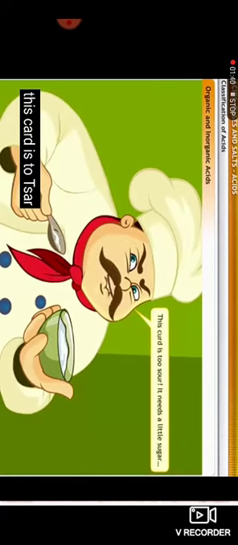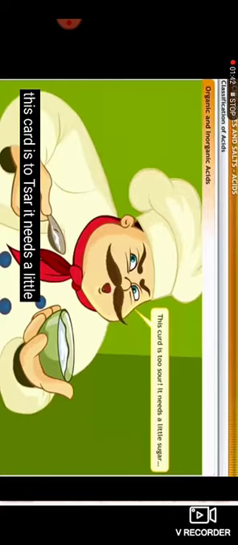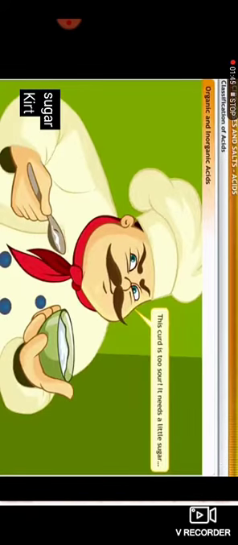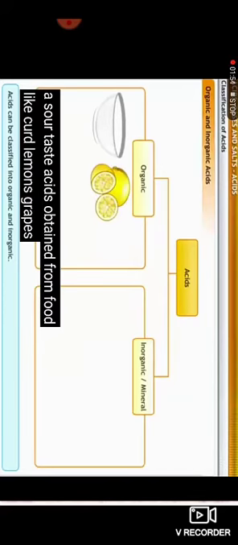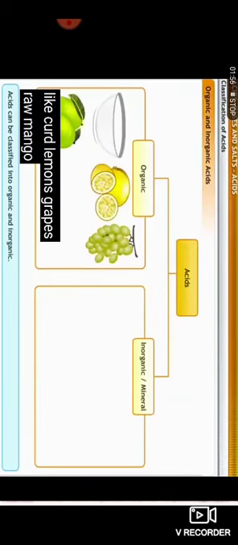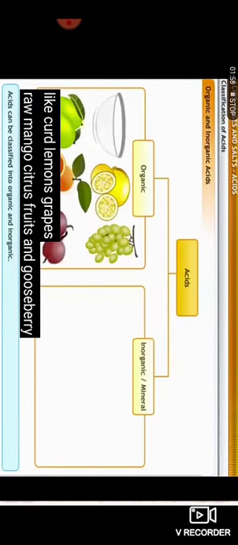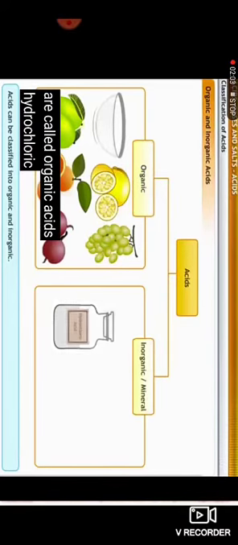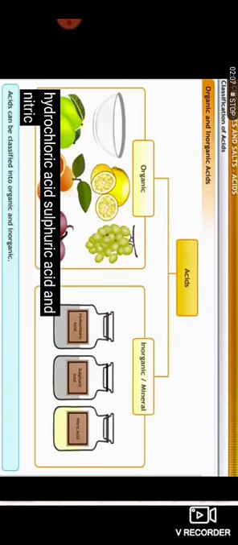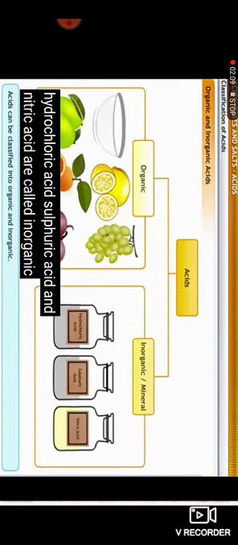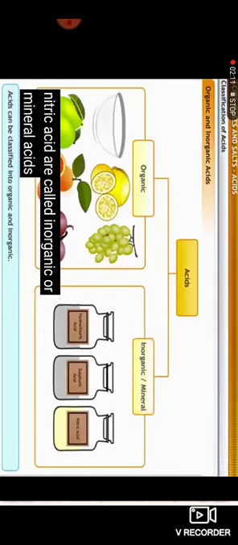This curd is too sour. It needs a little sugar. Curd contains lactic acid, which gives it a sour taste. Acids obtained from food like curd, lemons, grapes, raw mango, citrus fruits, and gooseberry are called organic acids. Hydrochloric acid, sulfuric acid, and nitric acid are called inorganic or mineral acids.